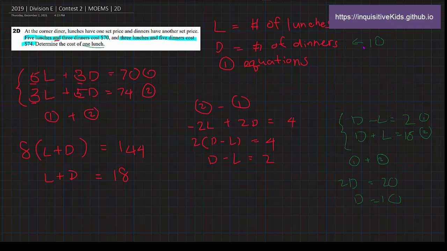The dinner value. So what we're going to do is find another equation. Well, I'm not going to use these because they're too complicated. I'm just going to use this one. So we know that D is equal to 10, then L had to equal 8. So that's $8, and the answer is $8.